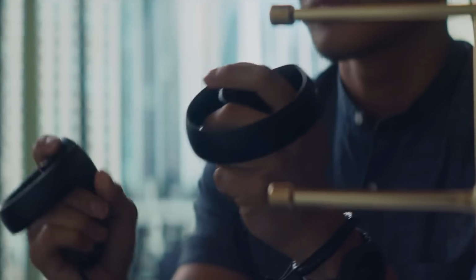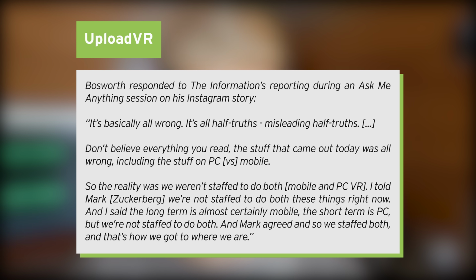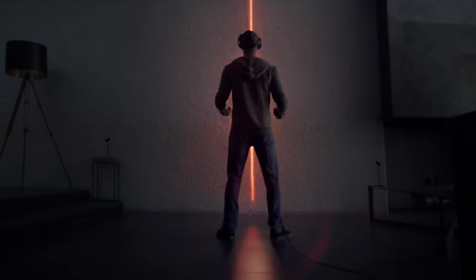So the reality was we weren't staffed to do both, mobile and PCVR. I told Mark Zuckerberg, we're not staffed to do both of these things right now. And I said the long term is almost certainly mobile, the short term is PC, but we're not staffed to do both. And Mark agreed. And so we staffed both. And that's where we got to where we are."